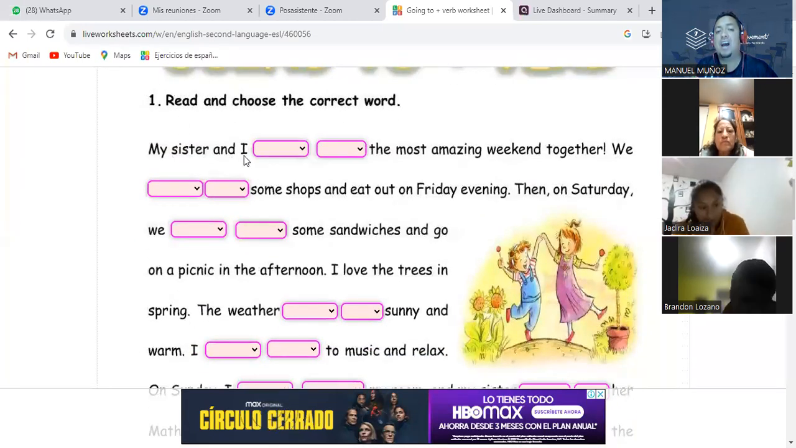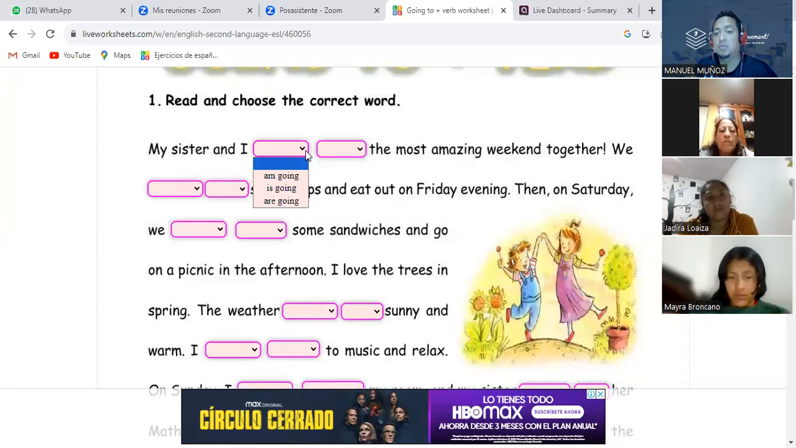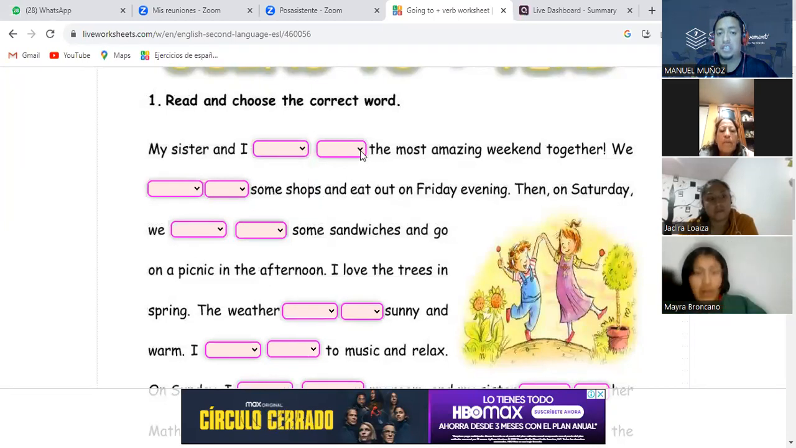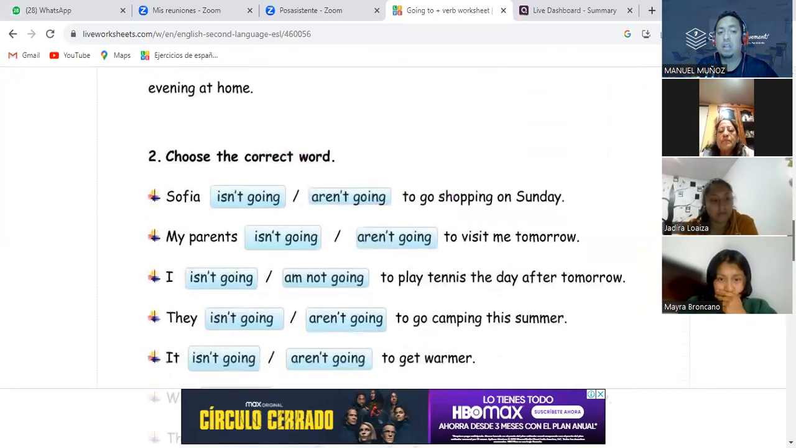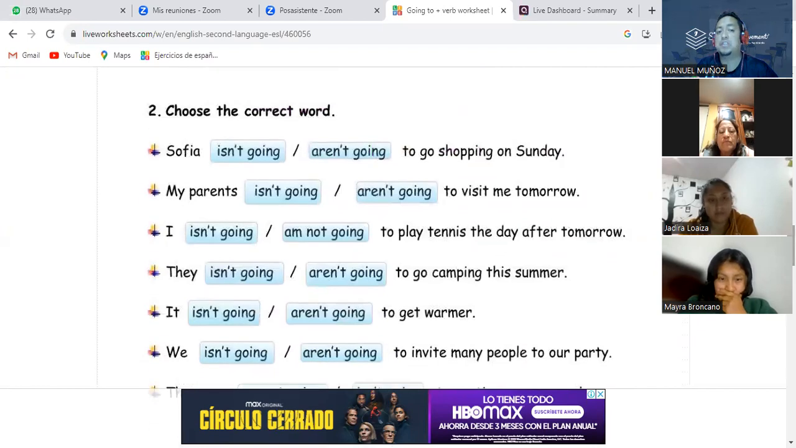Busquemos. Por ejemplo, my sister and I, choose the best answer. ¿Cuál? ¿I gone, is gone, or are going? Usted lo va a ver. ¿Cuál de ellos es? I use it for different verbs. Yes. Vamos a hacerlo. Igual, number two, choose the best answer. What is Sophia? Is it possible? You have aren't. It is analyzed, please, that you choose the best answer.